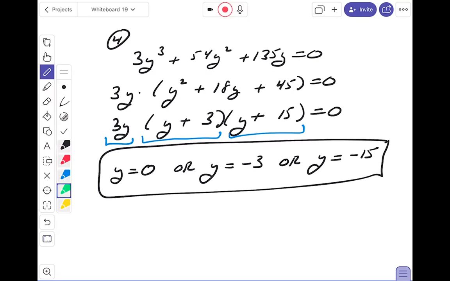Again, I can't say enough times, look at the answer key. Make sure you're staring at those answers, minus 15, minus 3, and 0, and certainly they're connected by the word or. Let's go to number 5.